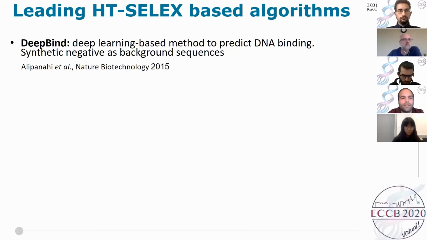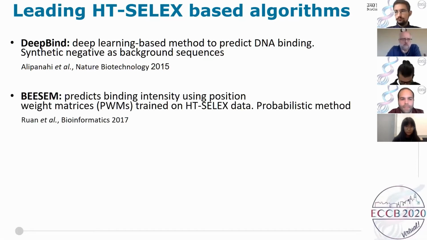There are several HT-SELEX based algorithms. The first one is DeepBind. This is a deep learning based method to predict DNA bindings. It laid the foundation to predicting binding sites using deep learning. It uses synthetic negatives as background sequences by randomly shuffling sequences. The second method is BSEM that predicts binding intensity using position weight matrices, or just PWMs. It is a probabilistic method because its outputs are just PWMs.